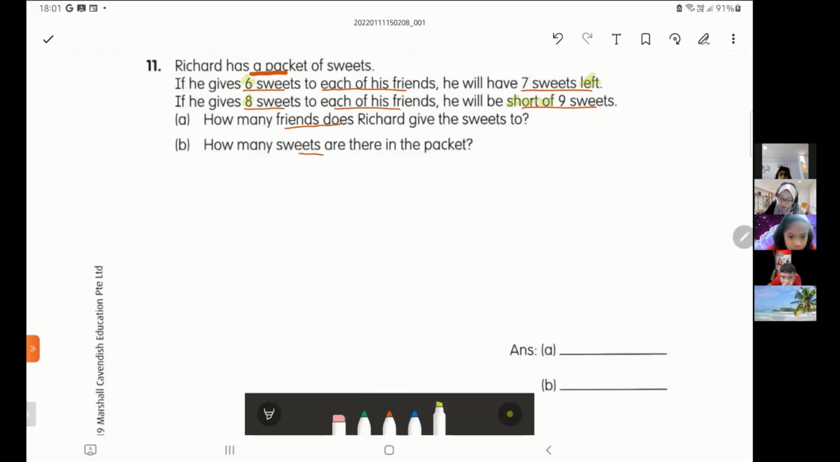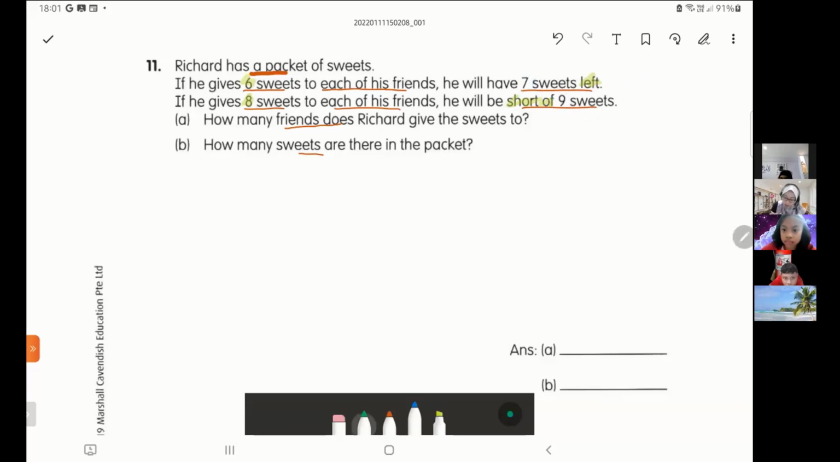Okay, but we're going to take note of the 7 leftover. When I say leftover, it means there are extra left behind. And when it's extra, I need to add on. Add what? Add 7. When I say I have short of, or a shortage of sweets, this means I have to minus away my 9. It means not enough, right? I have a shortage of 9 sweets, not enough.